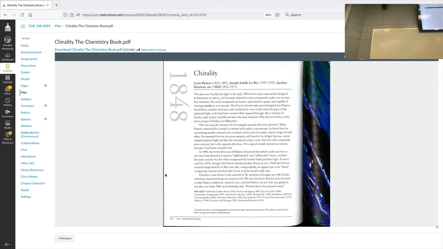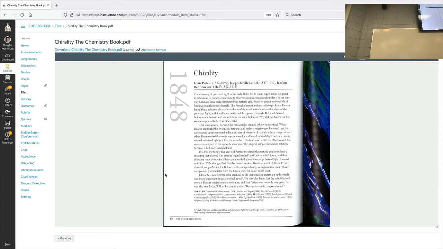Does that have a consequence? At the very least, it means what? It means that if you take the wrong enantiomer, you won't have the therapeutic benefit. At worst, it could mean that it's toxic.